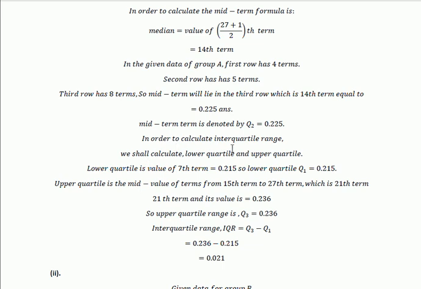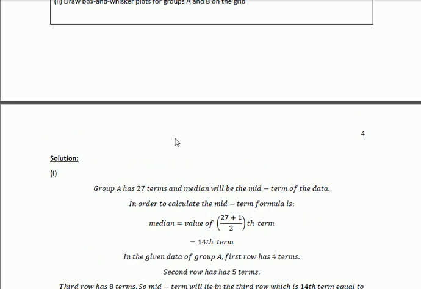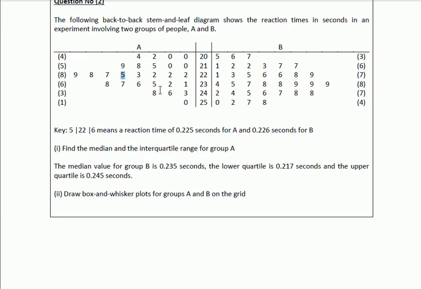In order to calculate the interquartile range, we shall calculate the lower quartile and upper quartile. The lower quartile is the value of the 7th term because it is the quarter value: 0.215, so the lower quartile Q1 is 0.215. The upper quartile is the middle value of the terms from 15 to 27, which is the 21st term, and the 21st term value is 0.236, here in this row.